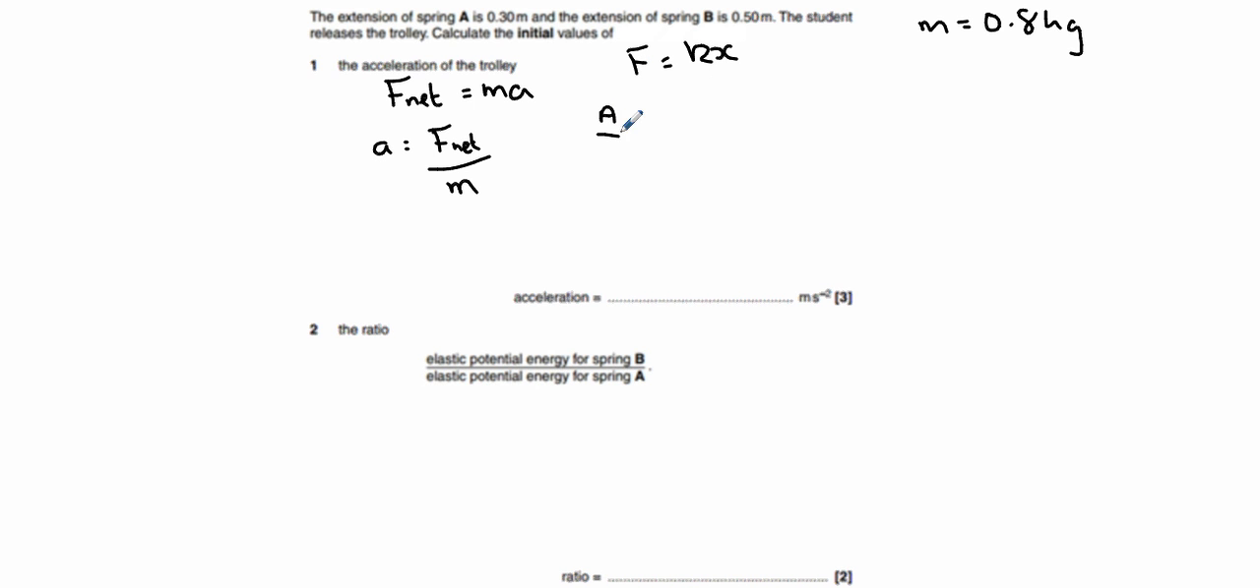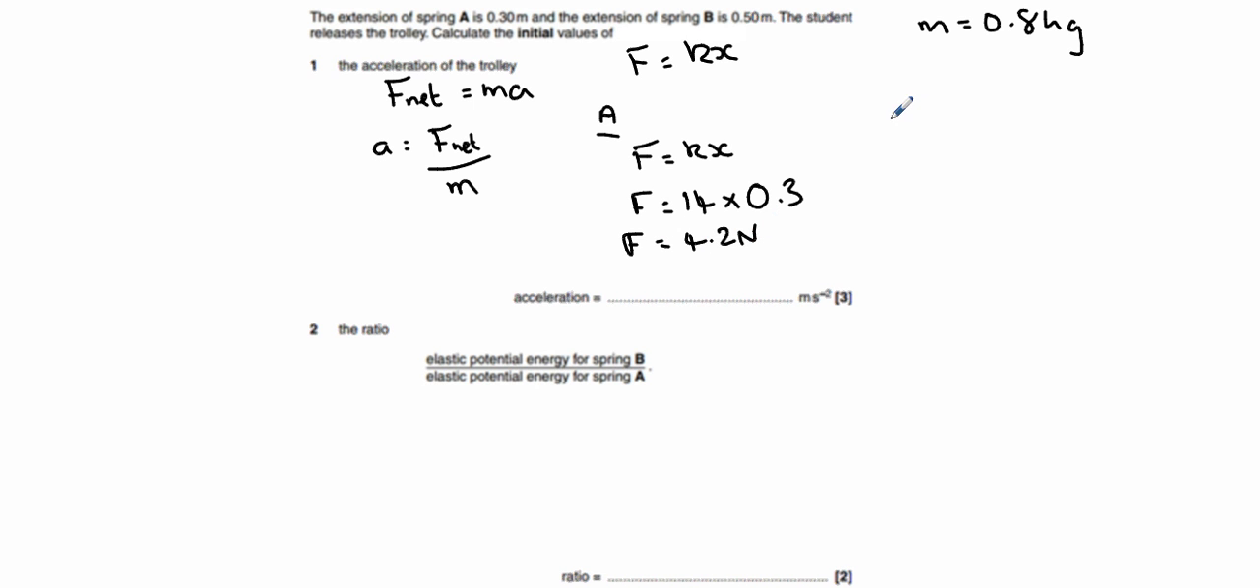So if we work out the restoring force for spring A, that's going to be F equals kx. So that's F equals k, which is 14, it gave us that previously, times x. What's that for spring A? It's 0.3. Therefore F equals 14 times 0.3, which is 4.2 newtons.